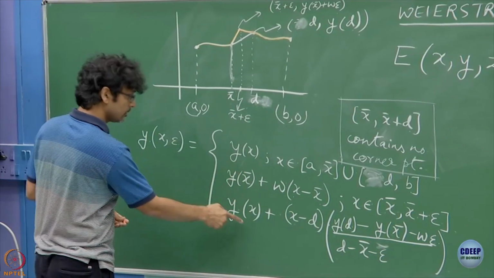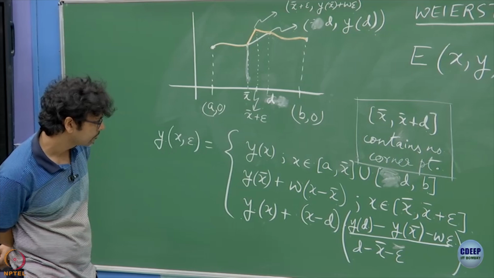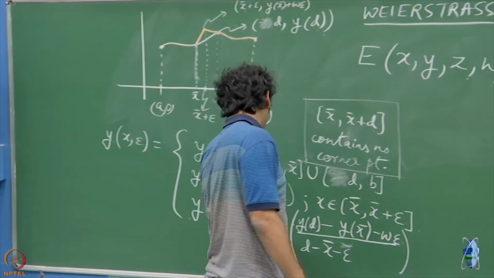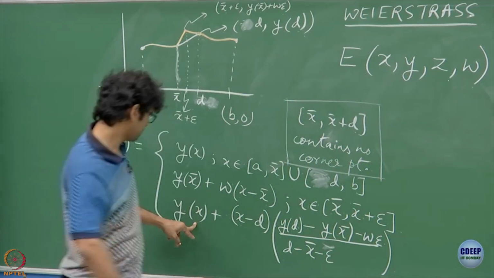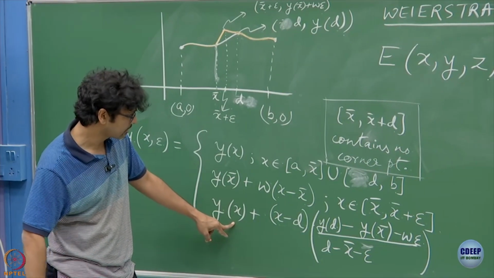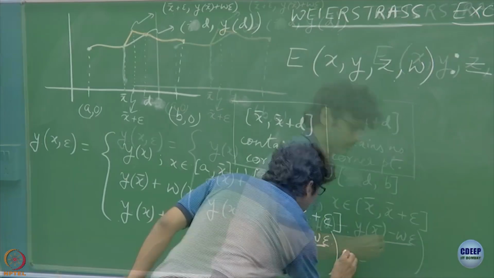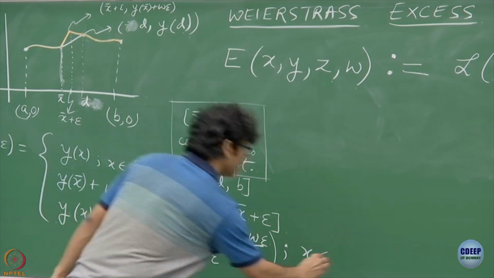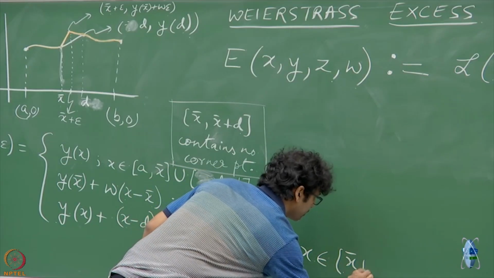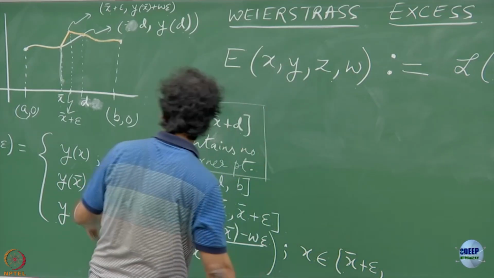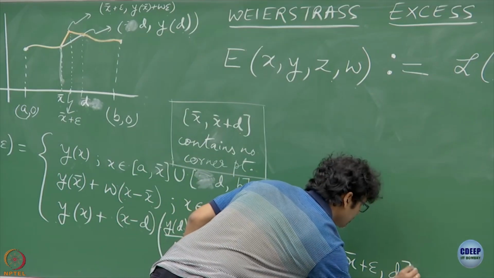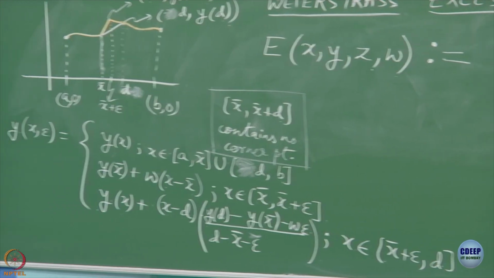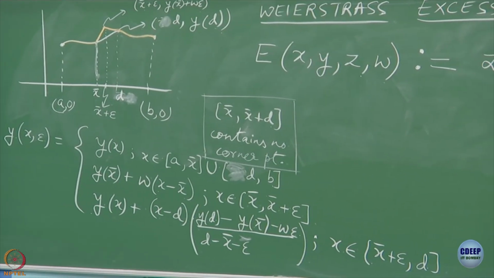Here, third one. Why would you say that? Because at x is equal to d, this just vanishes. So it's just y of x. It merges with y of x. Okay, I'll just, this is x belonging to x bar plus epsilon to d. Yeah, so what are you saying? The first term should be y of d and it won't necessarily be a straight line.